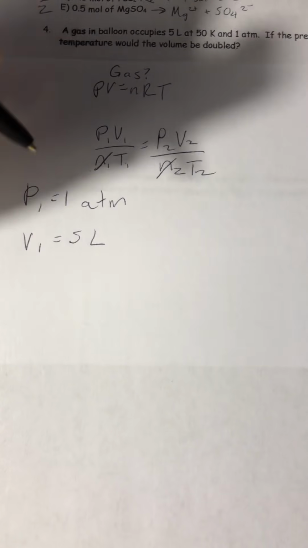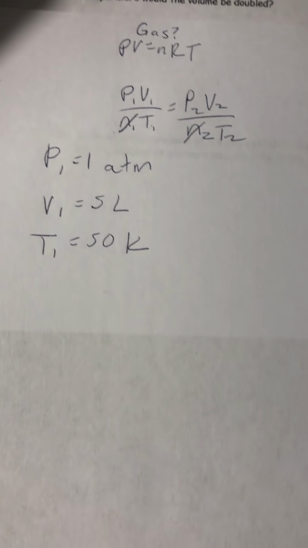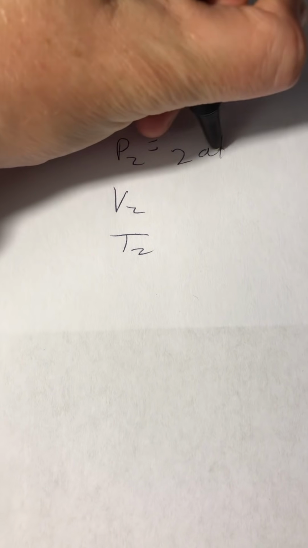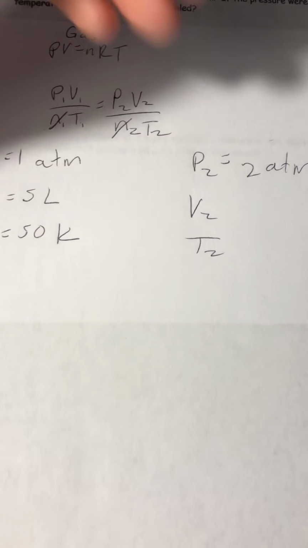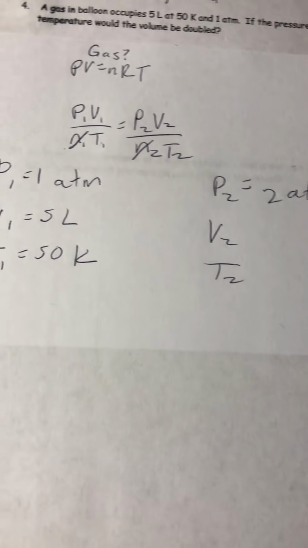All right, now we can look at the problem itself. It says our initial pressure was 1 atm. Our initial volume was 5 liters, and our initial temperature was 50 K. It's saying you double it. You're going to double the pressure to 2 atm. Originally it was 1, now we're going to do 2. It asks us to double the volume as well. So it's originally 5, now we're going to make it 10 liters.